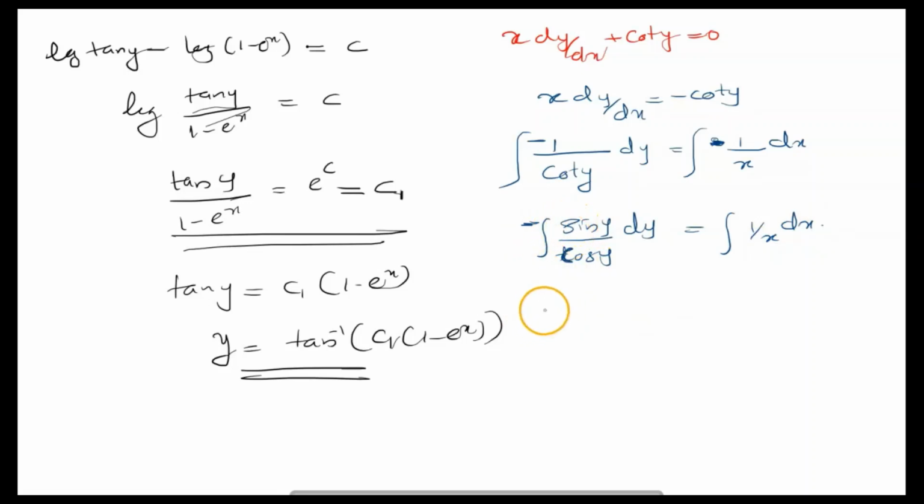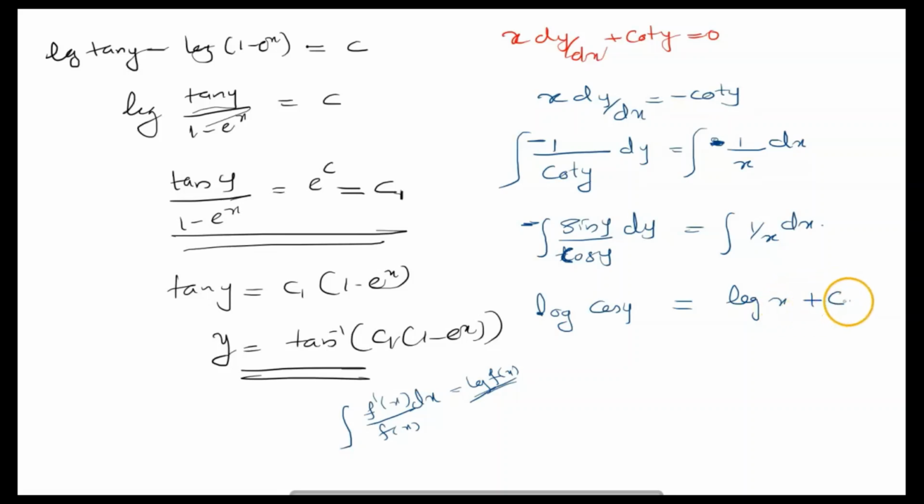So the integral of this is log cos y. If this is f dash x divided by f of x dx, the integral of this is log f of x, as we saw earlier. If you put t equal to f of x, dt is f dash x dx. So this is 1 by t dt, that means log t. So this is log cos y and this is log x plus constant c.